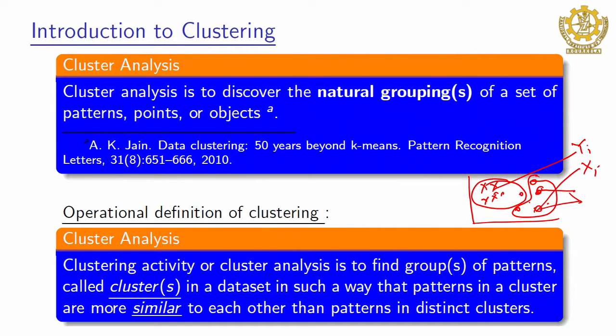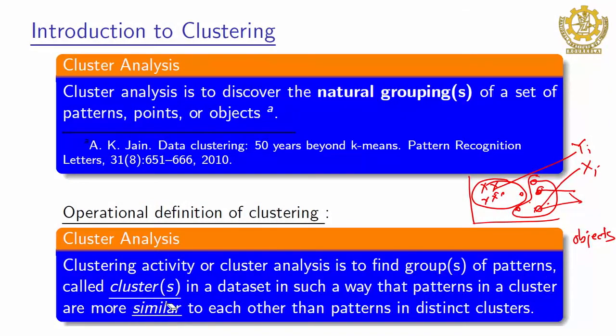So, a group of patterns is called a cluster, and the patterns in a cluster, you can replace the word patterns with objects. Objects in a cluster are more similar to each other than patterns in a distinct cluster. If you compare two objects from two different groups, they will be dissimilar compared to two objects in the same group.